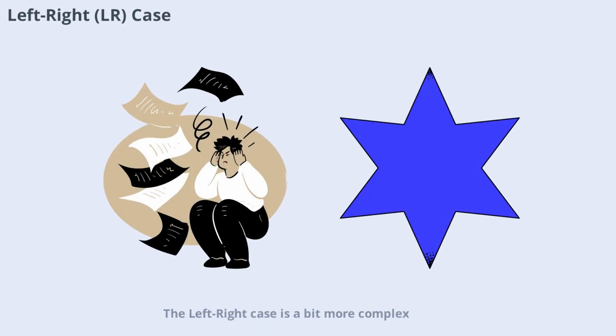The left-right case is a bit more complex. It occurs when a node's left child has a heavy right subtree. This imbalance is corrected with a double rotation, first a left rotation on the left child, then a right rotation on the parent. This sequence efficiently restores balance.